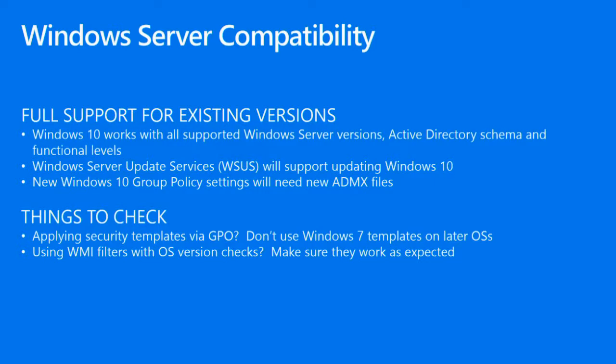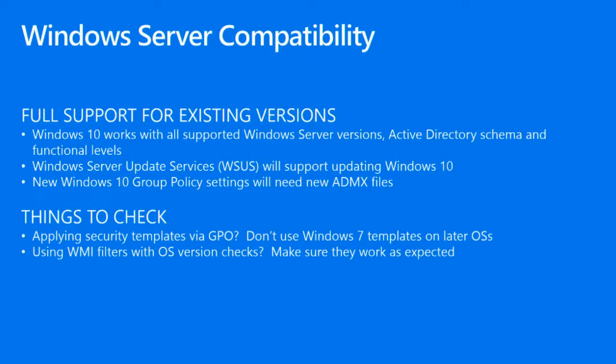On the server side, any server version that currently is supported will work fine with Windows 10. There are no features right now that require any schema updates, so your existing Active Directory should be just fine. WSUS will likely have an update to add support for Windows 10. That's still being confirmed at this point. And there will be some new ADMX files for Windows 10 for some new group policy settings related to Microsoft Edge, to Microsoft Passport, to deploying apps with the new sideloading policies that John Vincel's talking about this week, and a few other minor things that will show up in the provisioning or in the GPO templates.